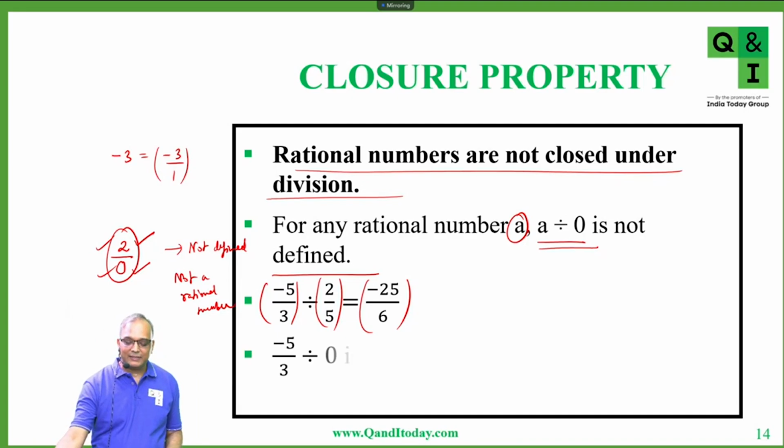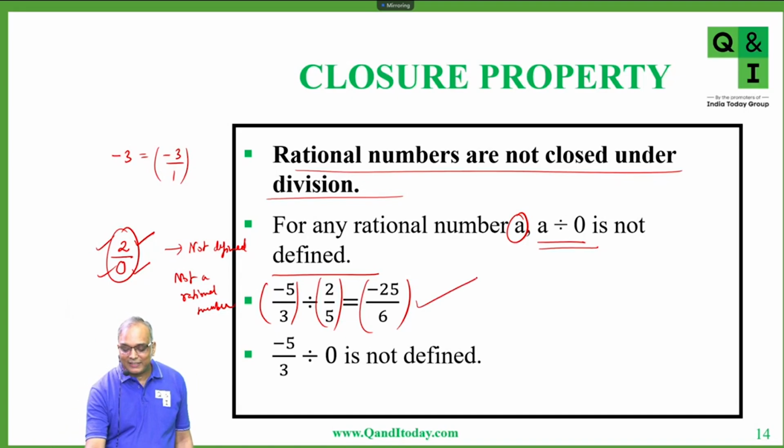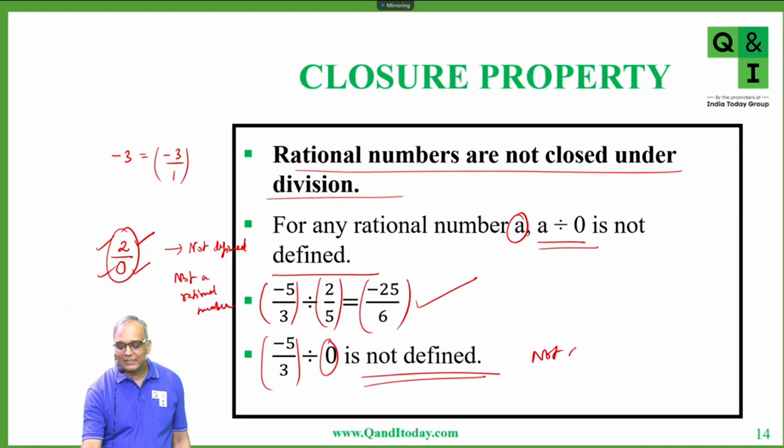Let's go ahead. So here, this is a rational number, but -5/3 divided by 0 is not defined. That's why it is not a rational number.